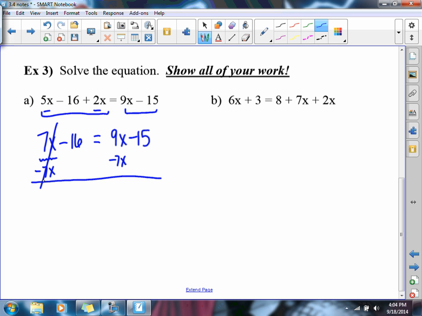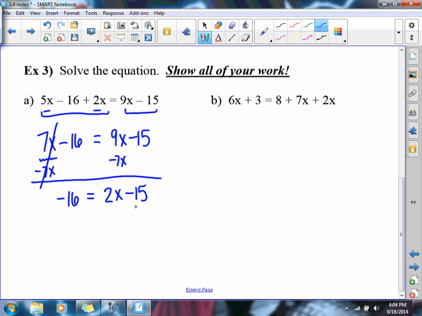So now the 7x's are gone from that side. And make sure you keep that negative with the 16. That minus 16 is like a negative now. And 9x minus 7x is 2x minus 15. Okay, now I have a two-step equation that I have to solve.